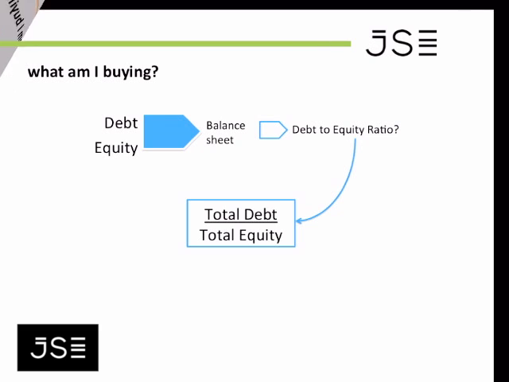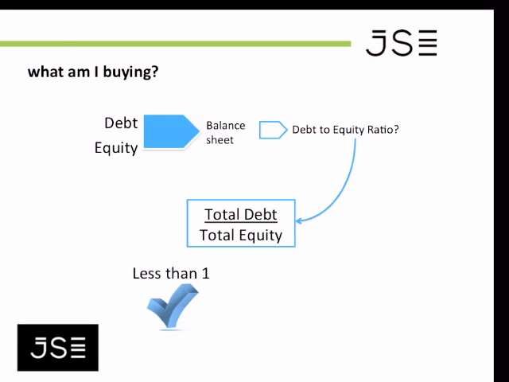So if we look at the debt and equity, as we said, it's from the balance sheet. And from that, we'd look at the debt to equity ratio. And what does that tell us? That's basically when you take the total debt of the company divided by its total equity, because you want to make an assessment of how much debt a company has relative to its equity. Because remember, debt needs to be paid back to borrowers.